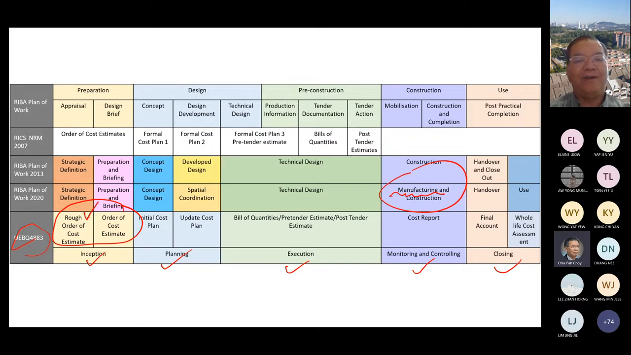The first one, I call it rough order of cost estimate. Then we have a more accurate order of cost estimate. Then we have an initial cost plan, updated cost plan. Then during this process, the technical design stage, we will have a bill of quantity, pre-tender estimate, post-tender estimate. Then during the construction stage, of course, you need to prepare the progress payment, or we call it interim variation order, and also you need to prepare the cost report to the client. Then for the final stage, we have a final account and whole life cost assessment. So these are involved with our profession as a quantity surveyor.